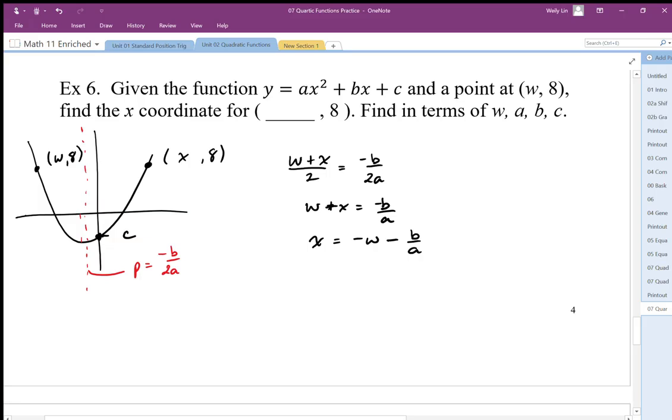And there it is. Now I could have drawn this parabola anywhere I wanted. I could have drawn it upside down, it doesn't matter. It still gives us the same relationship. And as a generalization, we can say that negative w minus b over a will always locate the symmetrical point there.